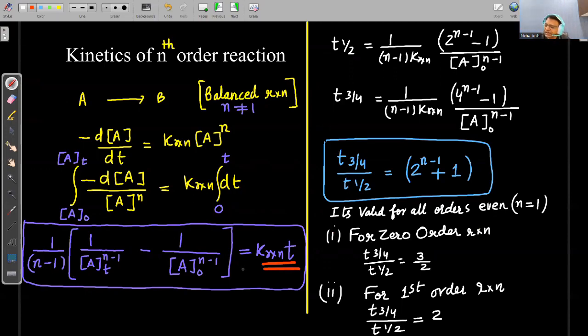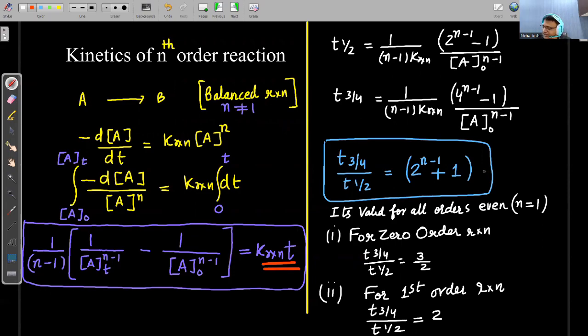So if I calculate what is the half life for any nth order reaction where n is not equal to 1, because if n is equal to 1 then the method of integration will change. So when we are discussing half life we are getting that half life is directly proportional to 1 upon A naught to the power n minus 1. And in the same way, if we calculate 3/4 life by putting values in the formula, this value comes. So from there we can write that T3/4 divided by T half is equal to 2 to the power n minus 1 plus 1, right.